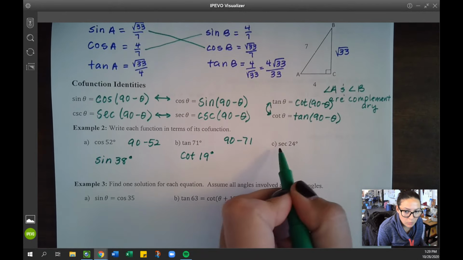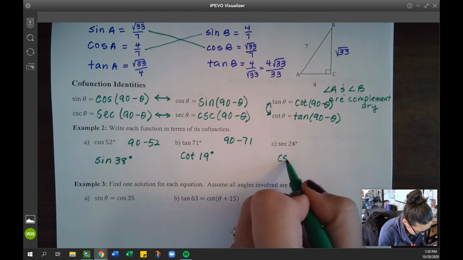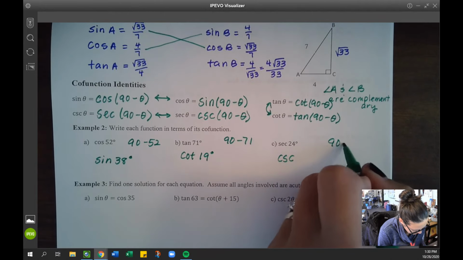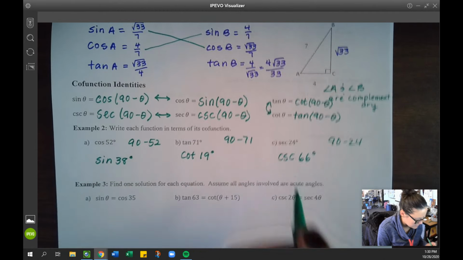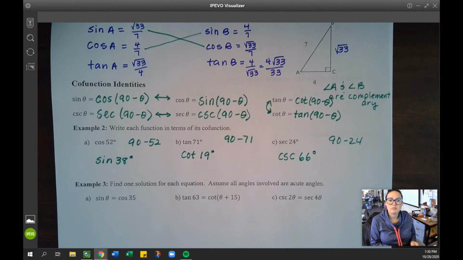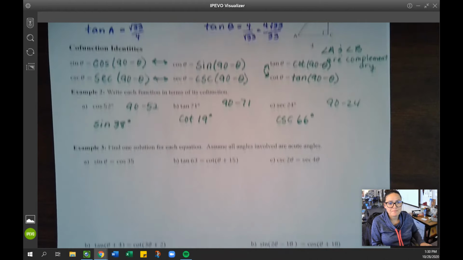Secant 24. What is the cofunction? It's cosecant. 90 minus 24 gives me 66 degrees. Okay.